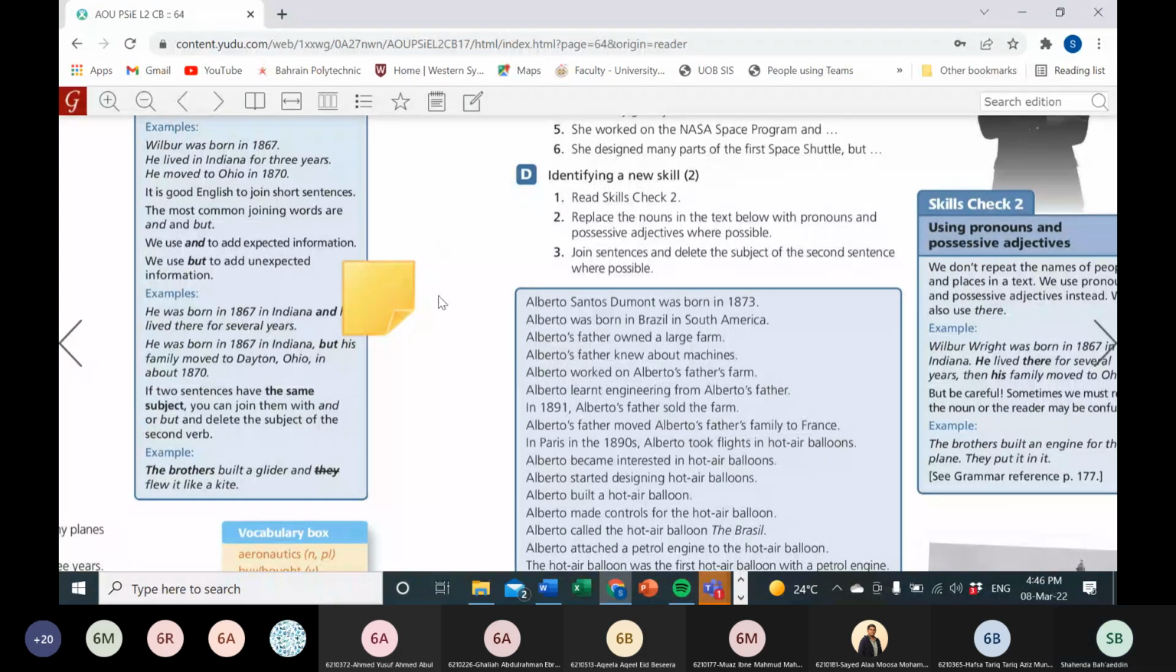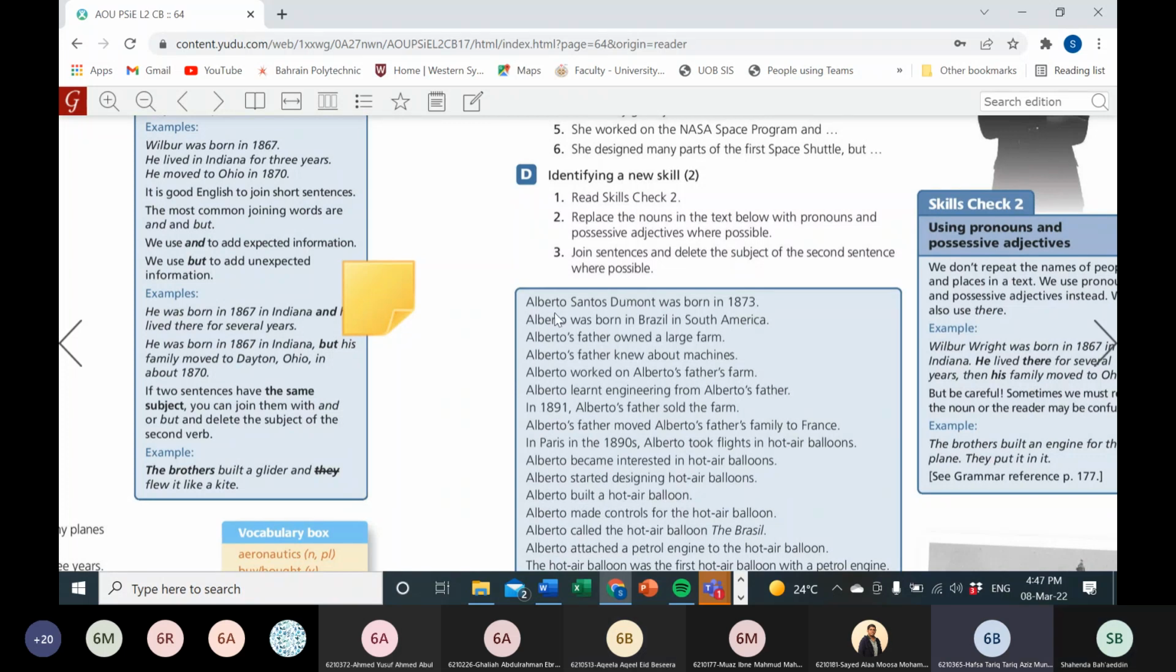How? Alberto Santos Dumont was born in 1873. Where is the noun here that I need to replace, and what am I going to write instead of this noun in this sentence? Alberto Santos Dumont, all the name of the guy, will be crossed out, and instead I will write he. He was born.